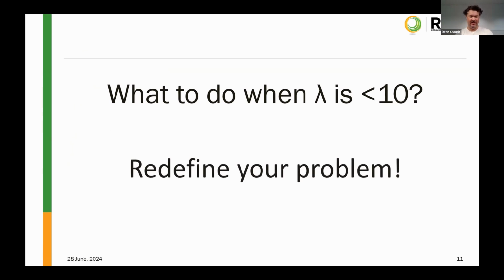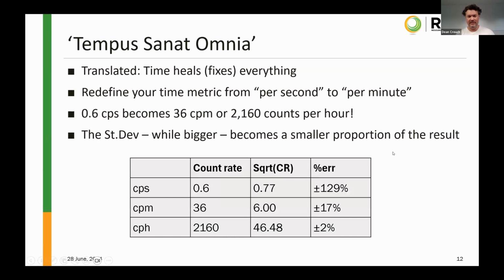So up until now, it's been very much a case of counts per second. I can't do much about the counts, but I can do a lot about the seconds. So I like to say that time fixes everything. If you can't do it in a second, you do it in a minute. If you can't do it in a minute, you do it in an hour. If you can't do that, you get better equipment.